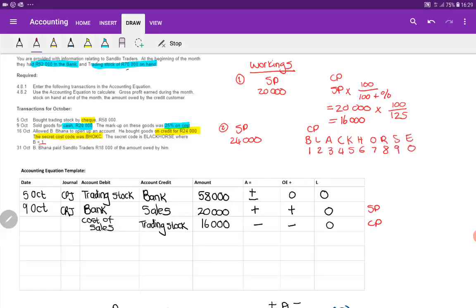There you go. The code is B, H, O, K, and C. So if I look at B, the first letter is B, so that's 1, H, 6, O is a 7, K, 5, and C, 4. So this is my cost.